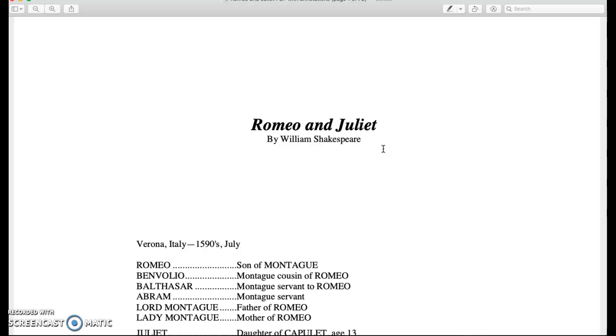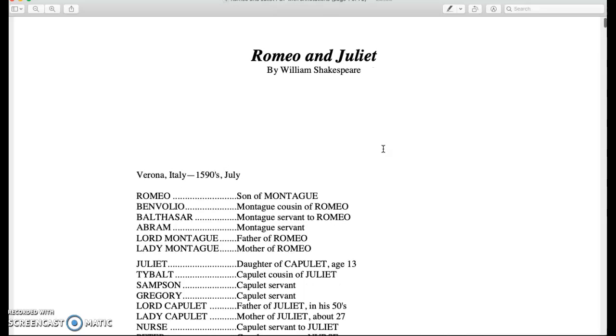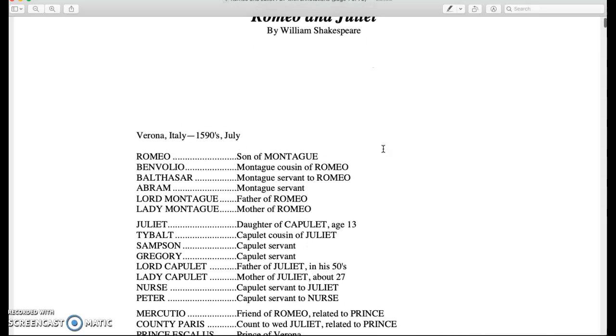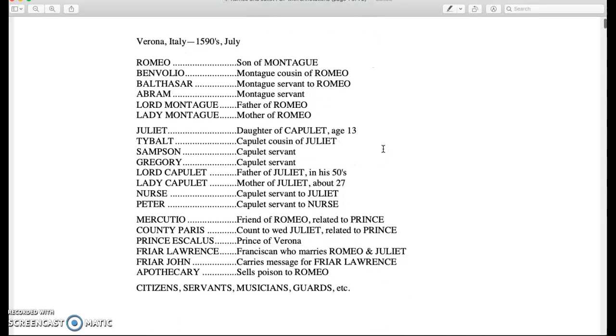I wanted to give you an intro into how to read Romeo and Juliet. So when you download this PDF, you'll see a character list on the first page. Use this if you need to figure out who is who. I also am listing a character list on the active reading guide that you'll use as you read, and I'll show that to you in just a second.